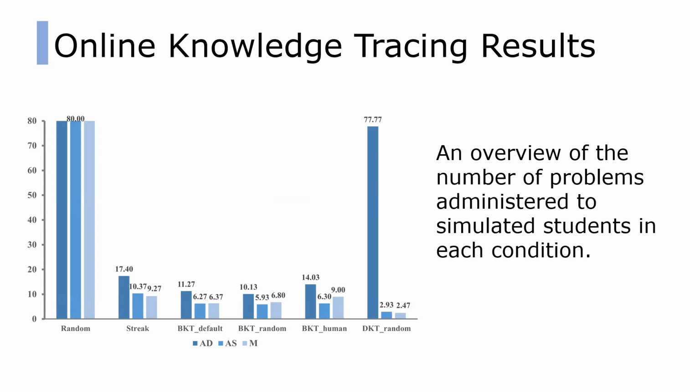Then we took a closer look at the numbers of problems administered in each condition. The random tutor always takes all the problems for each type. The strict tutor takes fewer problems than the random but more problems than the BKT tutors. The 3 BKT tutors take similar numbers of questions in each type, and the DKT tutor almost takes all the questions in A different but only less than 3 questions in AS and M.